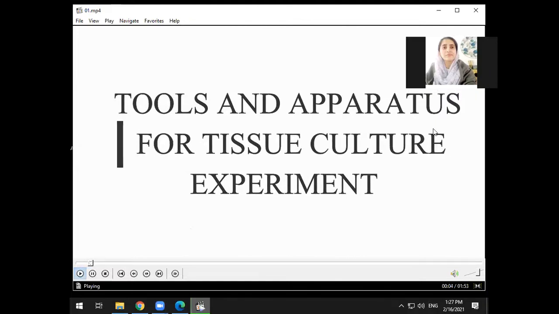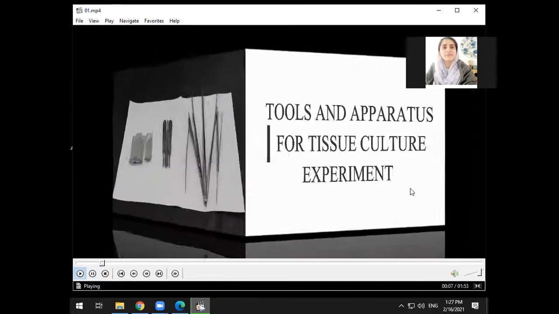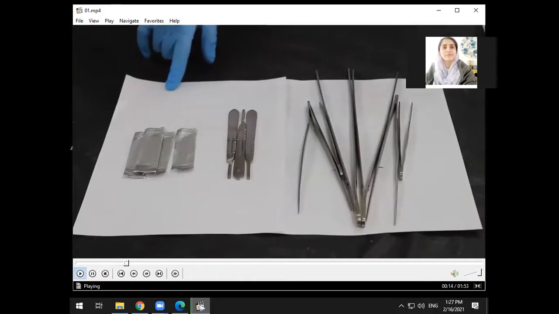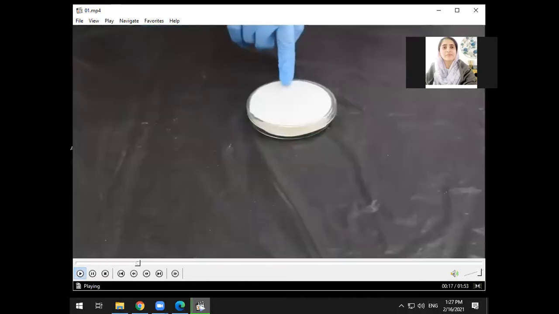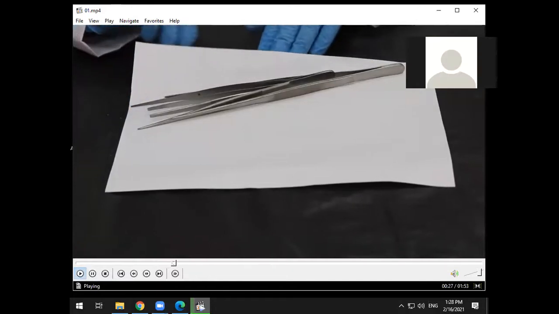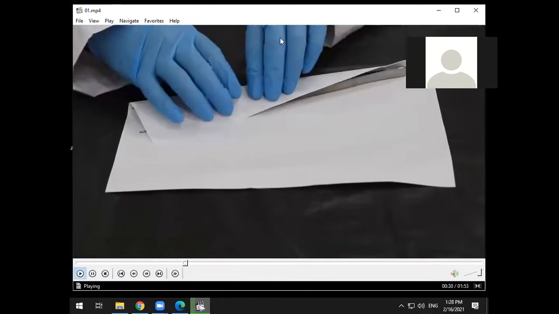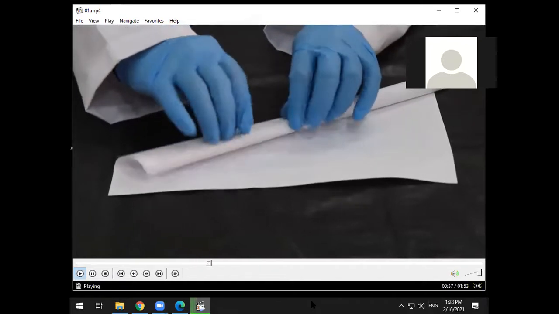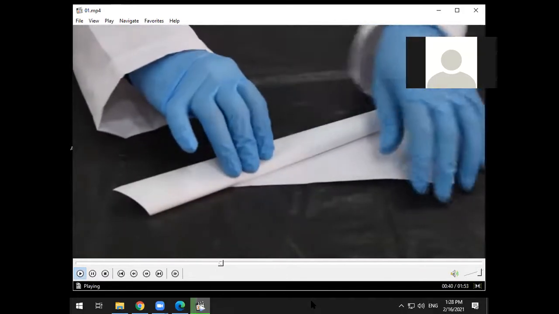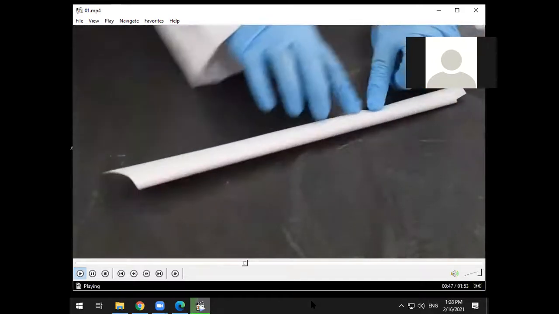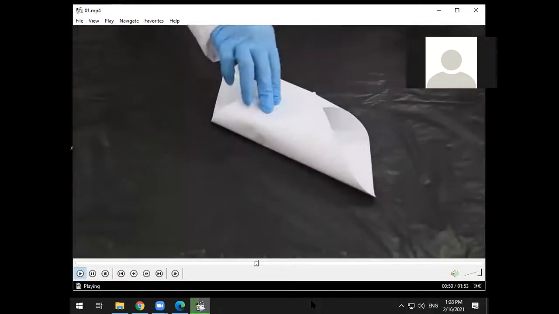Tools and apparatus for tissue culture experiment. Apparatus required for tissue culture are forceps, scalpel, and blades, petri plates with two filter papers. All the apparatus should be in spotlessly clean condition. Wrap scalpel, forceps, and blades in paper, brown paper, or newspaper. Wrap petri plates.